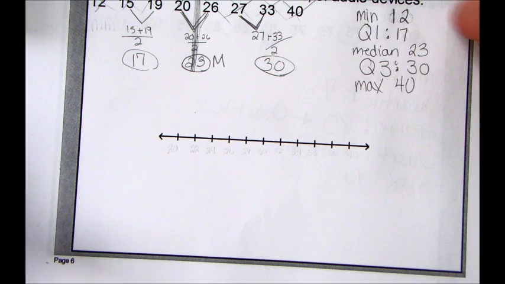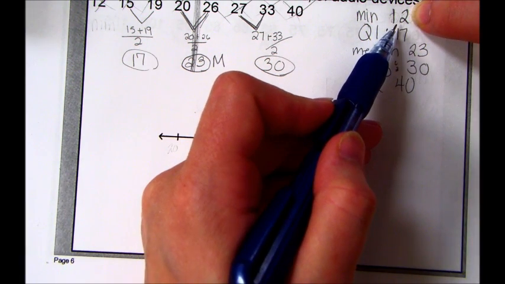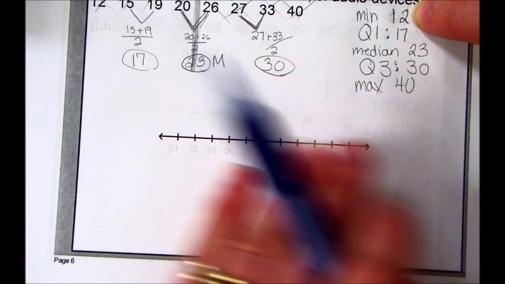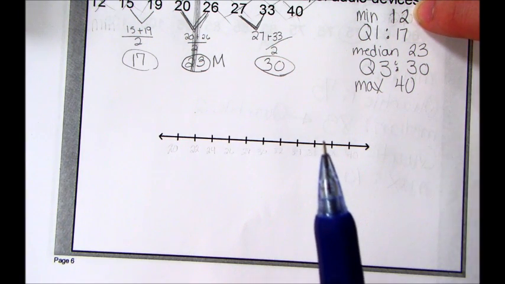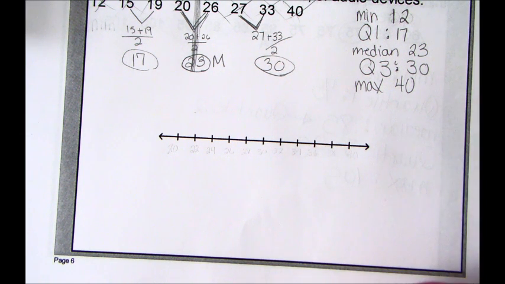All right, guys, I just realized that I had made a mistake. I had 20 here for my minimum. That was really silly of me because clearly the minimum is 12. So we have to talk about our number line now. I have to go from 12 to 40. I would think if I count by 5s, I'm probably pretty safe.